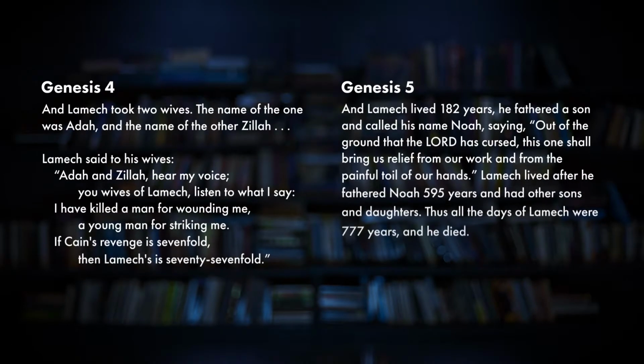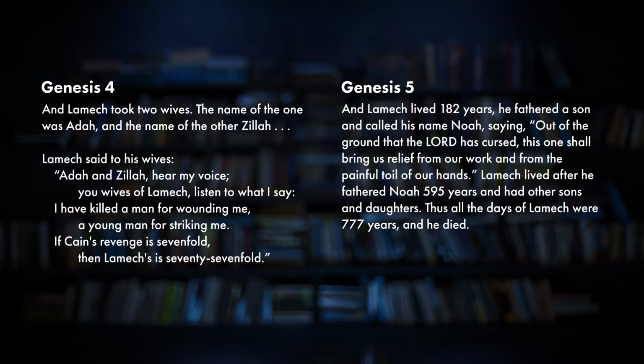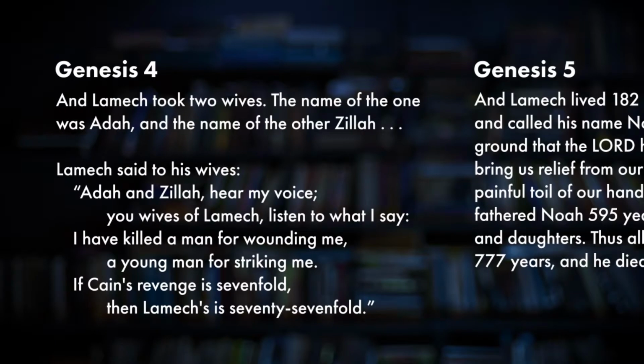Check these out. There are lots of important comparisons with what's going on, but let's just start at the beginning. The first thing we're told about Lamech, the evil Lamech, is that he takes something. He takes two wives.